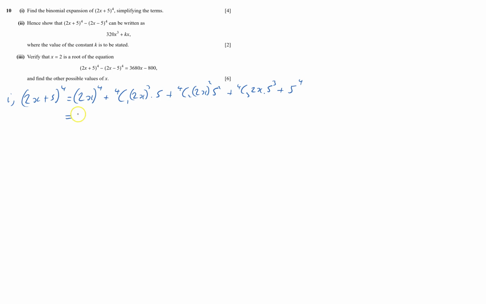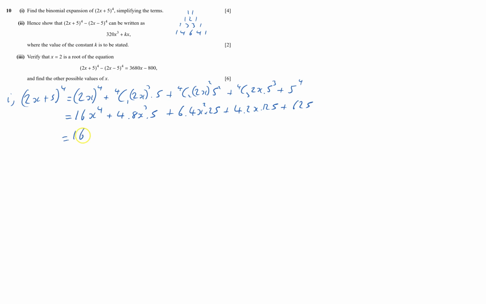And that gives me, I'd rather work out 4C1s and everything, I'm going to use Pascal's triangle, so 1, 1, 1, 2, 1, 1, 3, 3, 1, 1, 4, 6, 4, 1. That's my list I've got. So the first one is going to be 16x to the power 4 plus 4 times 8x cubed times 5, plus the next one will be 6 times 4x squared times 25, plus back down to 4 times 2x times 125, and finally 625.